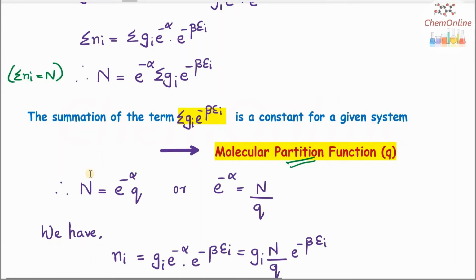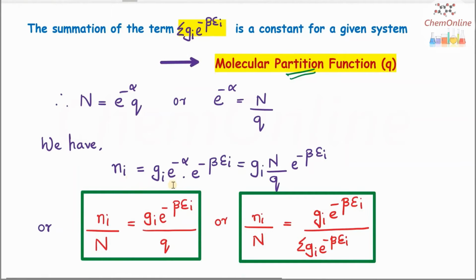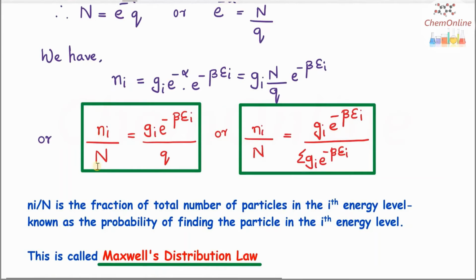Therefore, you can write the total number of particles N is equal to e raised to minus alpha into Q, instead of summation Gi e raised to minus beta epsilon I. So e raised to minus alpha into Q, or e raised to minus alpha equals N by Q. So we have written Ni equals Gi into e raised to minus alpha into e raised to minus beta epsilon I. So instead of e raised to minus alpha, write N by Q. So you get Gi into N by Q e raised to minus beta epsilon I. Therefore, you can write Ni by capital N equals Gi e raised to minus beta epsilon I by Q, or Ni by N equals Gi e raised to minus beta epsilon I divided by, instead of Q, write summation Gi e raised to minus beta epsilon I.